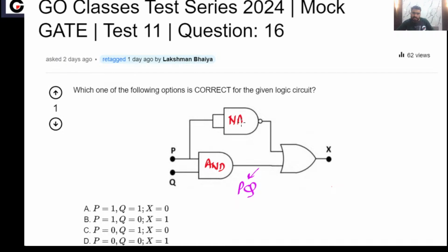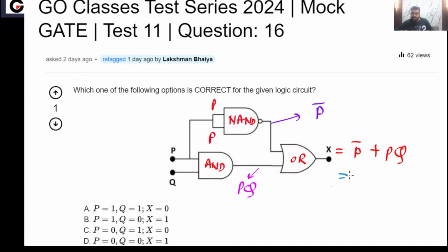This is a NAND gate, and for this NAND gate, both the inputs are P. So what will be this output? This output is going to be P bar. Yes or no? And finally, there is an OR gate here. So what will be X? X will be basically P bar or PQ.